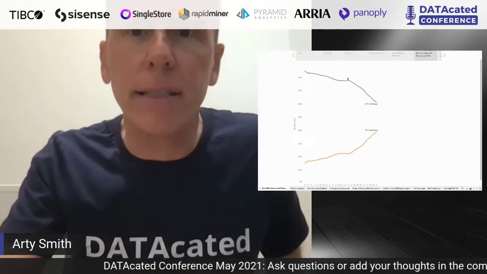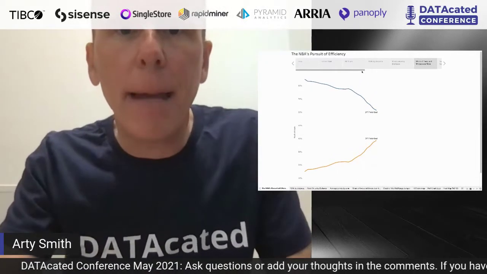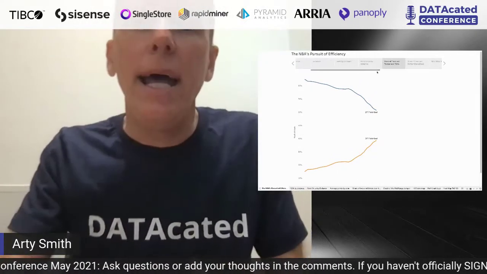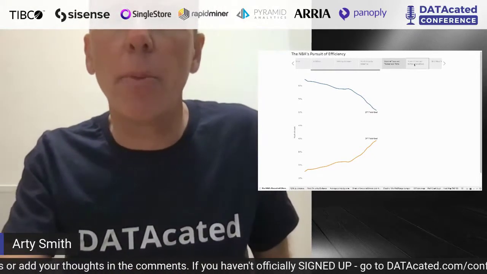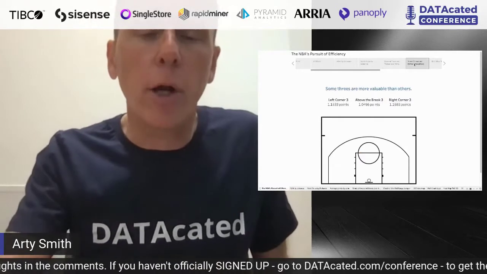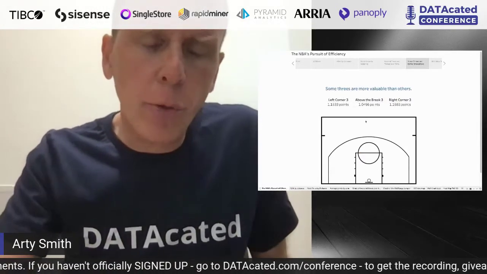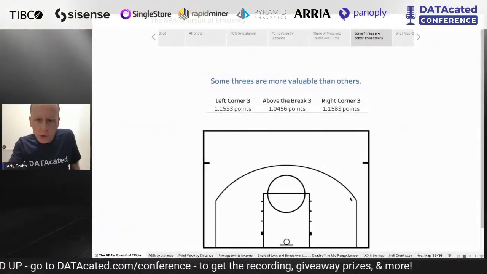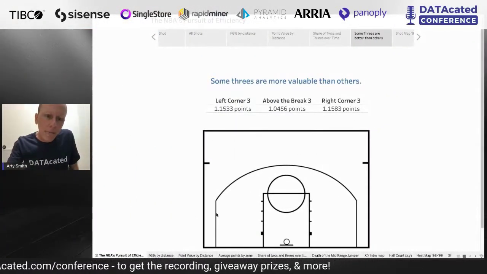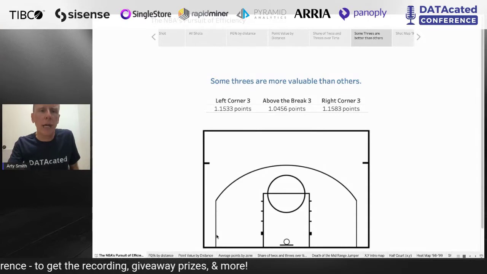Now, we could be more specific. We could break it down into some subcategories. And indeed, I want to do that now. It turns out that some three-pointers are actually more valuable than others. Let's take a look at the court here. And we can see that the three-point line is part of a circle here, an arc of a circle, but it flattens out on the two wings, on the two sides.